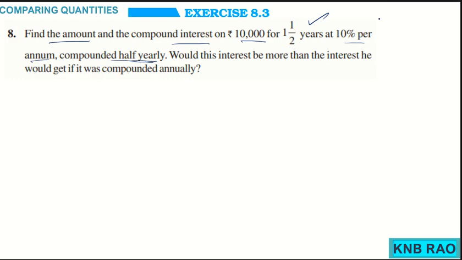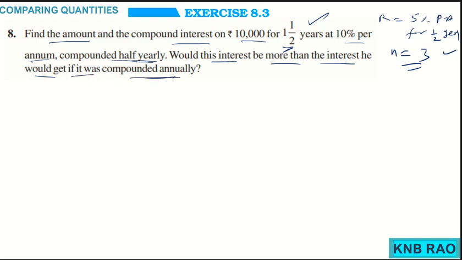The moment you see this, R becomes 5% for half year and N becomes 3. That's it, because it is 1.5 year. So would the interest be more than the interest he would get if it was compounded annually? Obviously, when you compound it annually, you will get less. When you compound it half yearly, you will get more. For the second part of the question, the answer is very simple, yes only. Always compounded half yearly yields more than compounded annually.